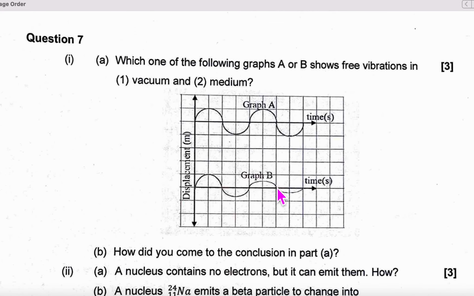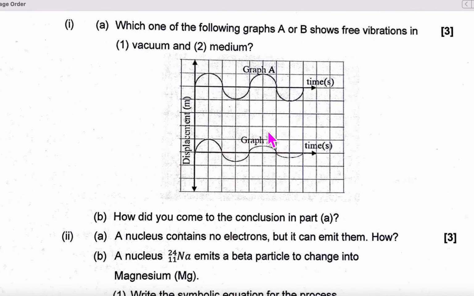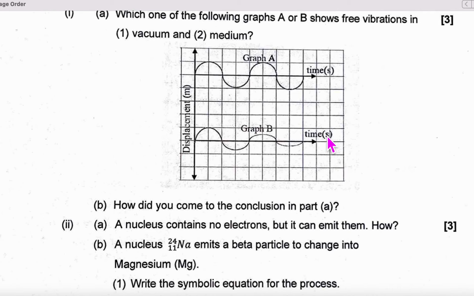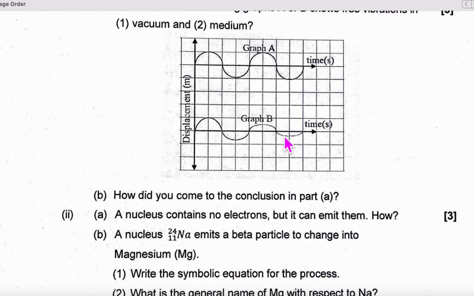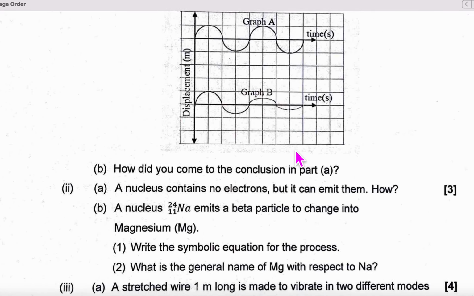Yes, now look at this. How is this? Good. Free vibrations in vacuum and medium. Which one will be vacuum? A. Which one will be in medium? B. How did you conclude that? Because the amplitude is decreasing gradually, correct or no? Yes. Why does amplitude decrease? Since the energy is lost in doing work to overcome the frictional force or resistive force offered by the surrounding medium. Correct?